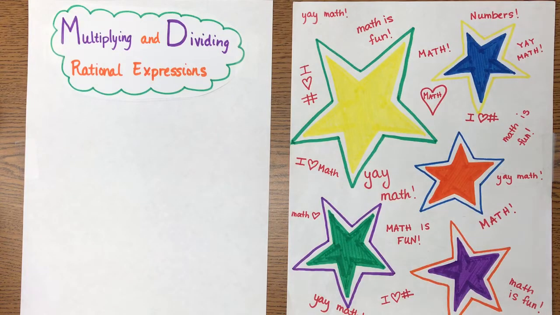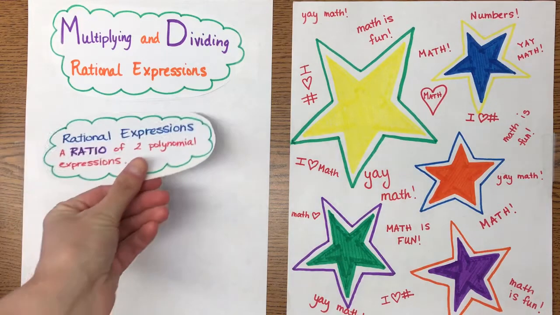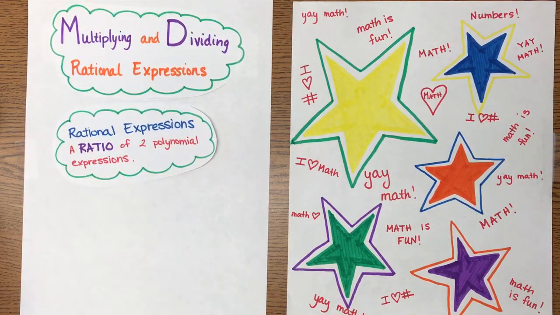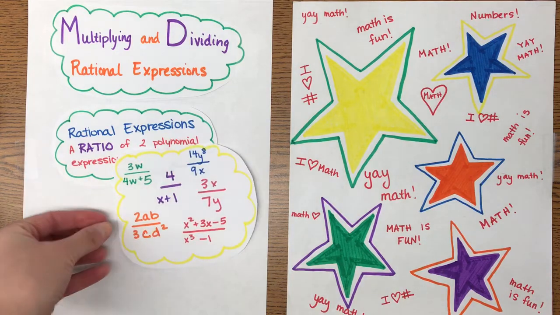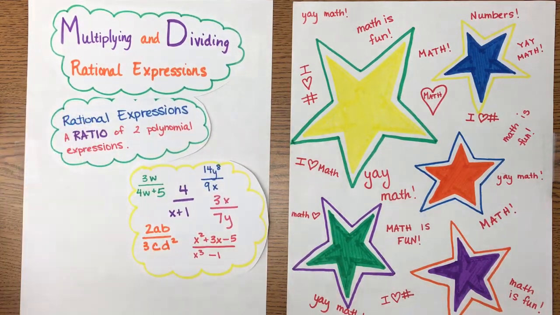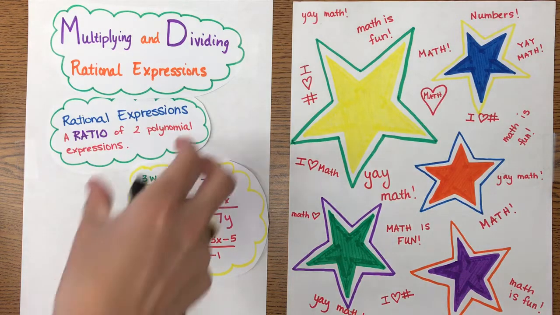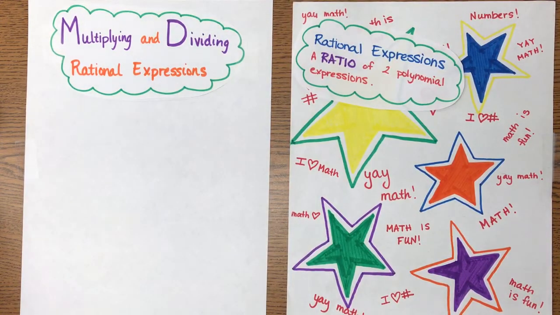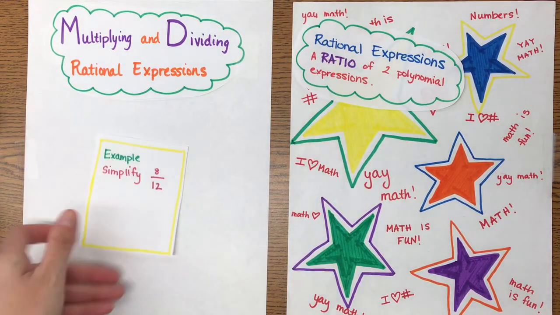Welcome back. In this set of videos, we're going to be looking at multiplying and dividing rational expressions. A rational expression is a ratio of two polynomial expressions, or in other words, it is a fraction that includes polynomial expressions in both the numerator and denominator. So here I have a couple different examples of a rational expression.